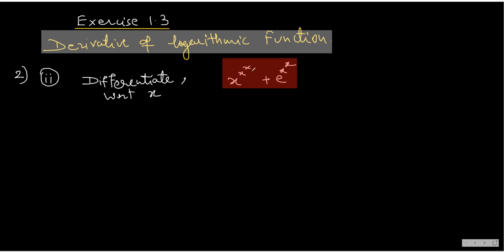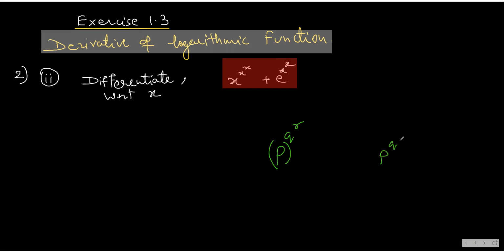Remember, whenever you have power of power of power and the bracket is not given, it is always to be considered this way. See, it is x raised to (x raised to x). And here also it is e raised to (x raised to x). What I'm trying to tell you is, suppose you have p raised to q raised to r and the brackets are not given, you will take it as p raised to (q raised to r). Okay, this is how you will take it.